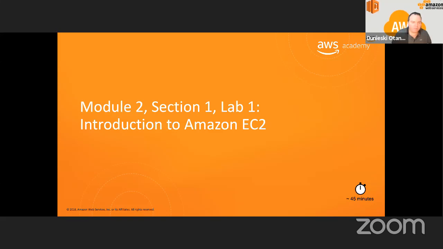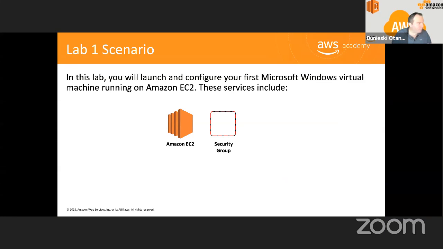Amazon EC2 instance, a demo, we don't need that. Okay, very important. I will explain the lab now. So in this lab, you will launch and configure your first Microsoft Windows virtual machine running on EC2 instances. This would include Amazon EC2 and the security group. So you're gonna do that in the lab. It's gonna be lab 3. Okay, it's gonna be lab 3.